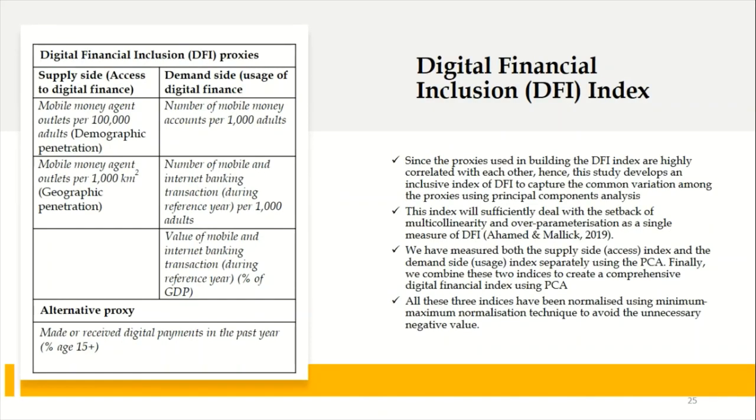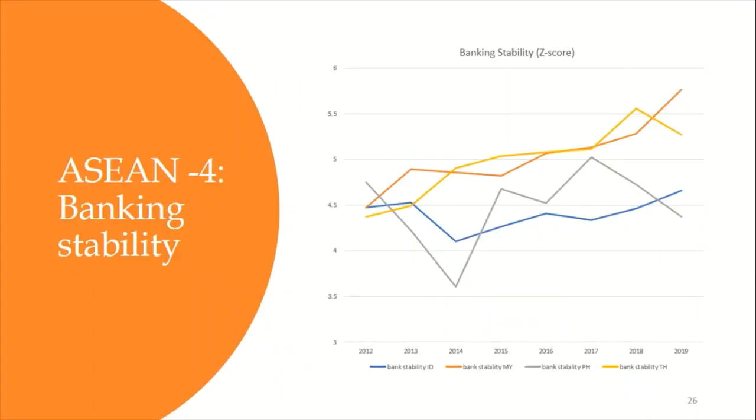For the financial inclusion index, we divided it into two sides, the supply side and the demand side. These include money agents, geographical as well as demographic penetration, mobile money accounts, and the volume of transactions. We also use some alternative proxies, and using PCA we created the index. Before checking whether there is an interaction effect, the question is whether there are synergies or trade-offs between banking stability and DFI.